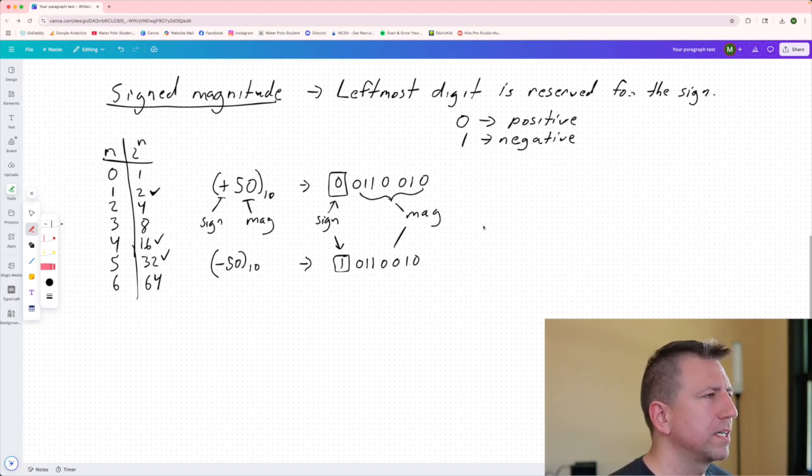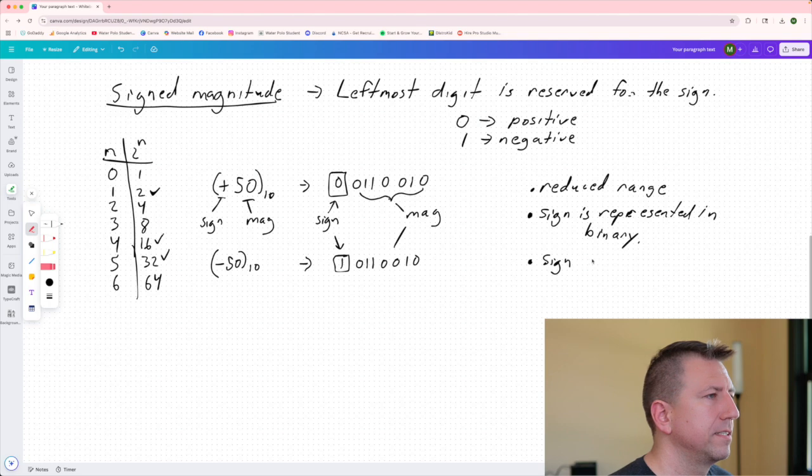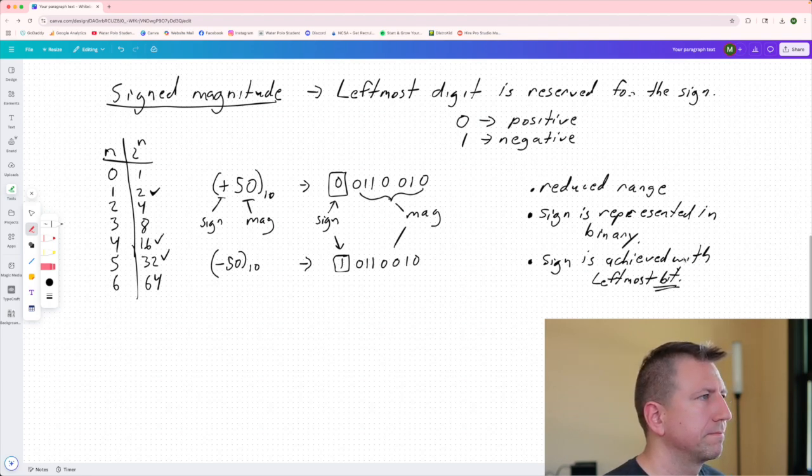Okay. So what are the disadvantages here? Or some things we can say: it has a reduced range, but huge, huge, huge, the sign is represented in binary. Sign is achieved with the leftmost bit. So we set the bit to set the sign. Okay.